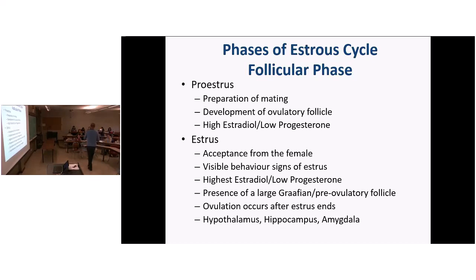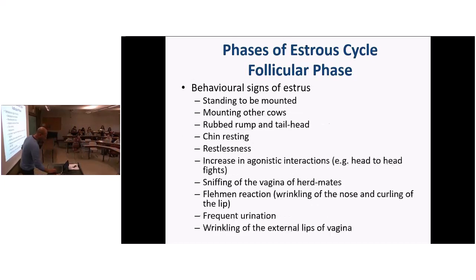How long can the oocyte survive after being expelled by the follicle? And so on and so forth. So you see, you can start adding many layers of complexity into this. So the next phase and the next, so you have, for example, the behavioral signs of estrus, tending to be mounted.